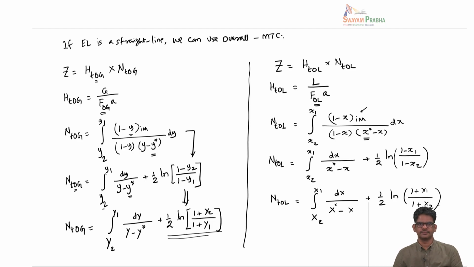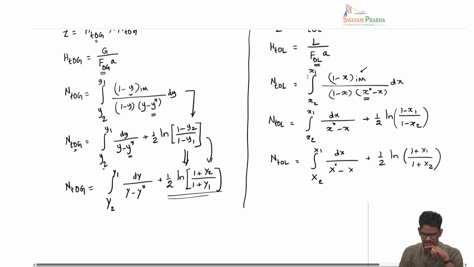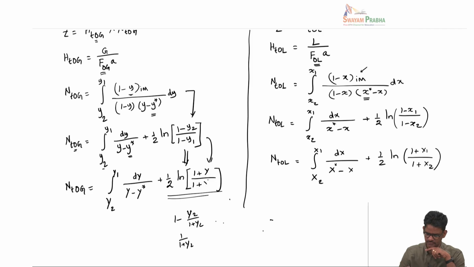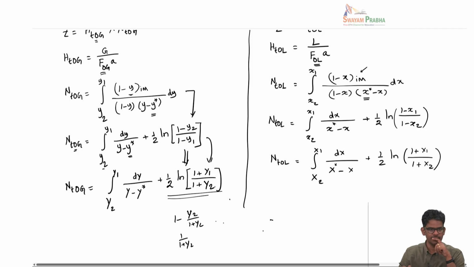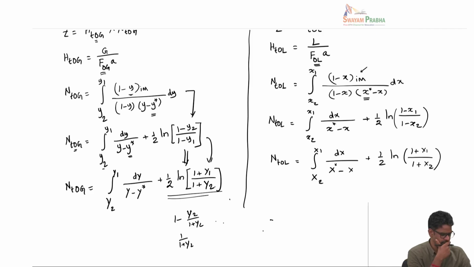Why are we not replacing which one? Okay, so you're saying, let me see, 1 minus y2 by 1 plus y2. So I'll have 1 by 1 plus y2. So this should be like this. Yeah, okay, good. I think somehow I made a mistake here. So okay, this is correct. So it should be 1 plus y1 by 1 plus y2.